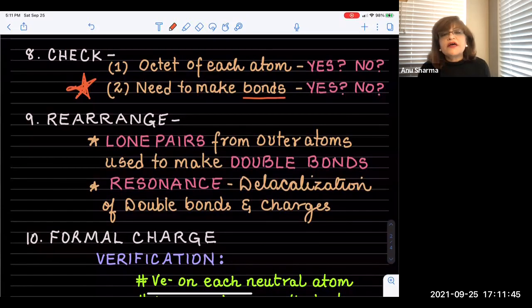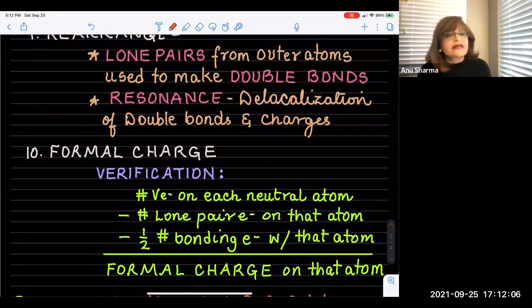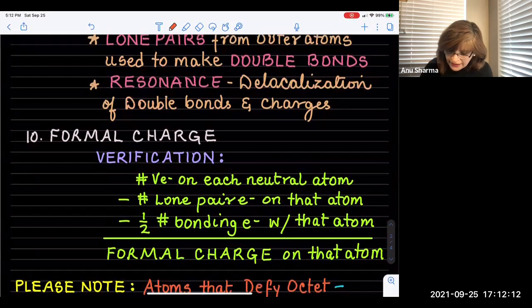Next is, again, the central atom has a certain capacity to make the bond. So don't go over just because other atoms want to make double bonds. It's not that. You have to see the maximum capability of the central atom. And if there is a limitation, then the only thing that is possible is the resonance, which is the delocalization of double bonds and the charges. So we are going to look at that.